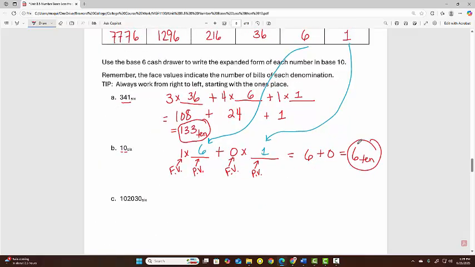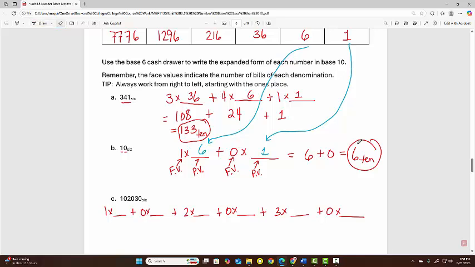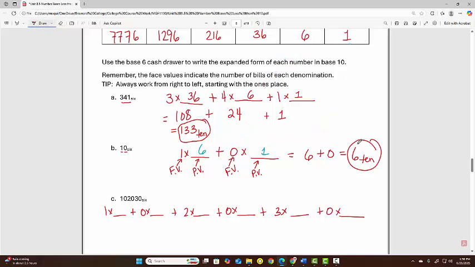So let's see what we got. We're going to have 1 times something plus 0 times something plus 2 times something plus 0 times something plus 3 times something plus 0 times something. Okay, so what are the somethings going to be? We're going to get them from our cash drawer values, our powers of 6. Always starting with a 1, then we're going to have our 6, then we're going to have our 36, 216, 1296, and 7776. Now, if we had more digits, we'd have to even go to higher powers of 6, but we're good here.